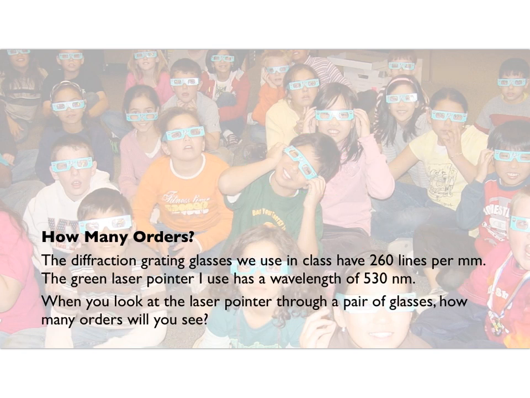Next question is this. If you put on the rainbow glasses and I shine my laser pointer on the screen, and the laser pointer has a wavelength of 530 nanometers, and the diffraction gratings have 260 lines per millimeter, how many orders of diffraction will you see? M is equal to 1, 2, 3, 4, etc. How will that work? I want you to think about how you're going to solve this problem. Get started on it, and I'll be back.